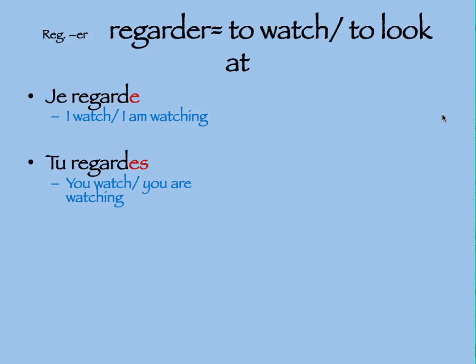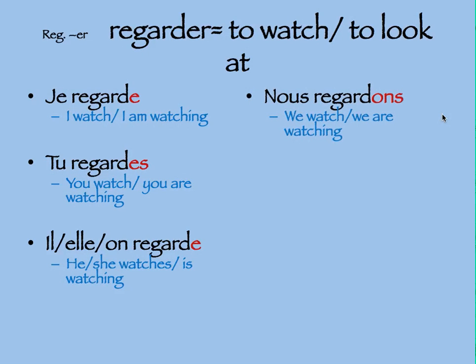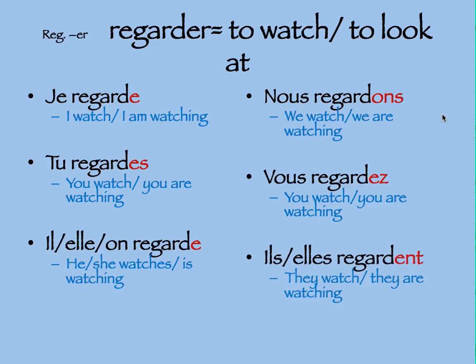For the il, elle, on form, you add on an E. Il regarde, elle regarde, on regarde. He or she watches or is watching. Now for the nous form, onto the stem we must add the ONS, nous regardons. We watch or we are watching. For the vous form, we add on EZ, vous regardez, you watch or you are watching. And for the ils, elles form, you add on ENT, they watch or they are watching.